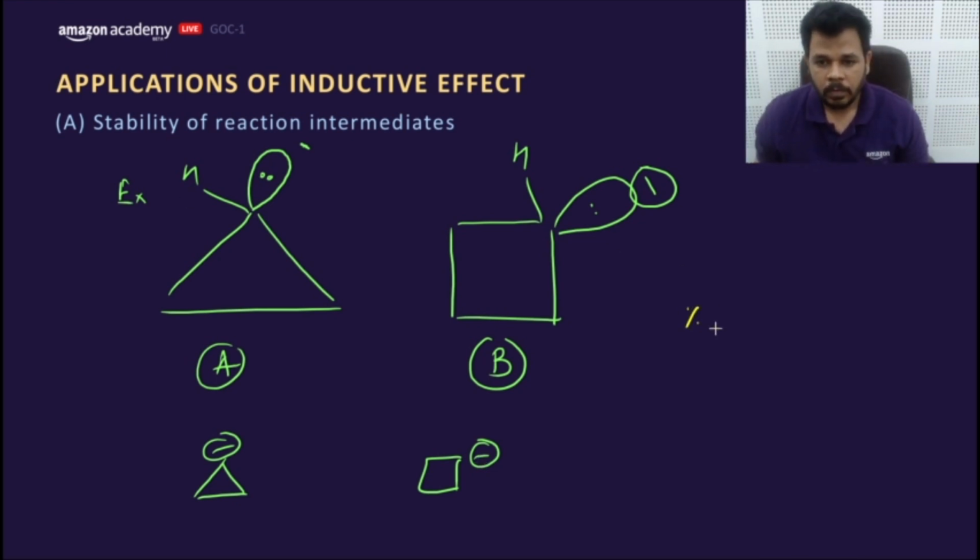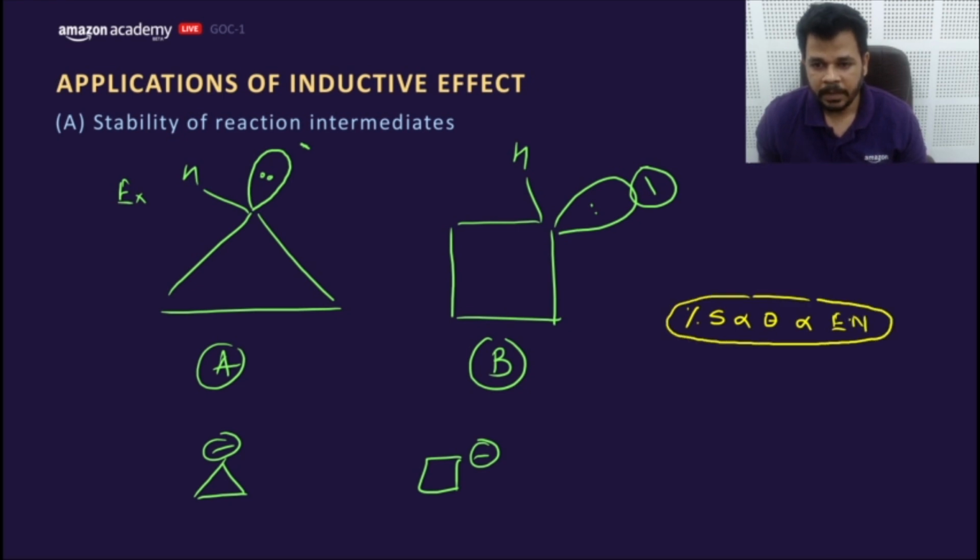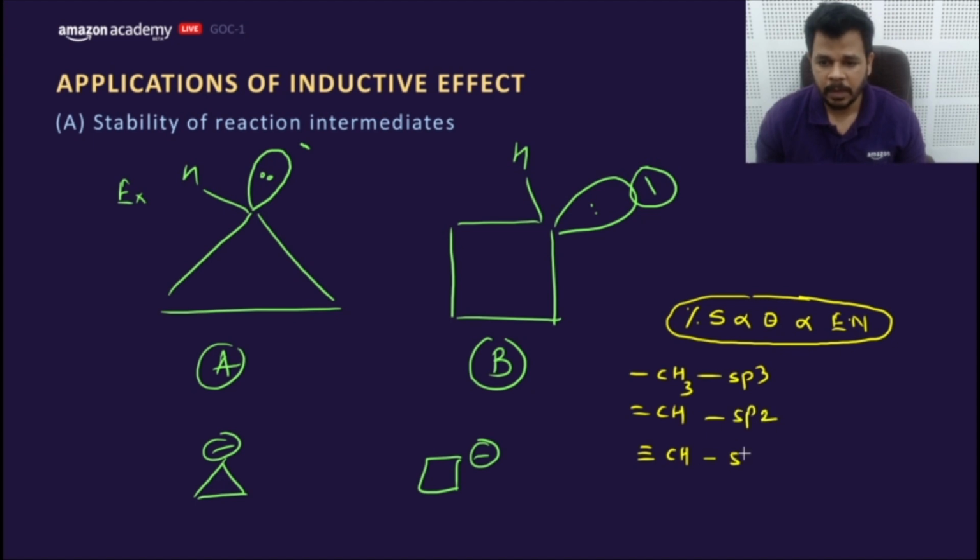Firstly, you need to have knowledge that percentage S character is directly proportional to theta and directly proportional to what? Electronegativity. This is the Brahmastra you should keep in your mind. Percentage S. Let's have an example. CH3 single bond, CH double bond, and this is triple bond CH. This is sp3 carbon, this is sp2 carbon, and this is sp carbon. Percentage S of this is 25%, 33%, and this is 50% here.